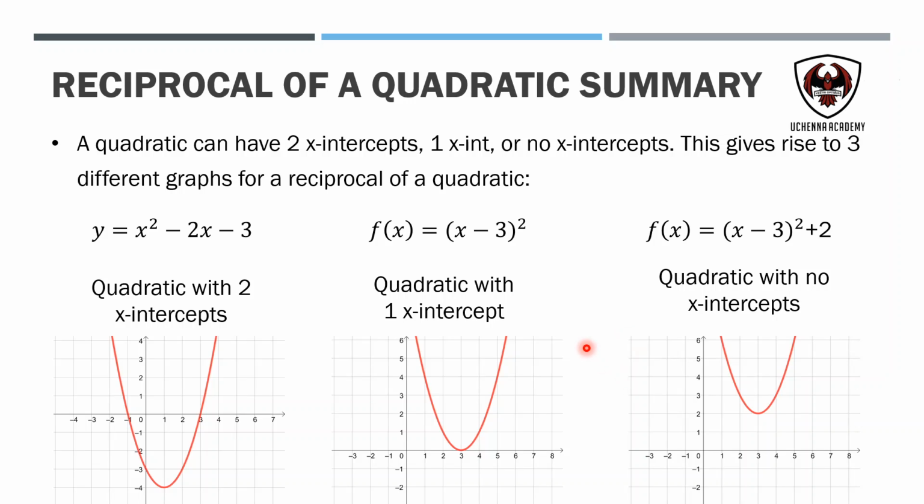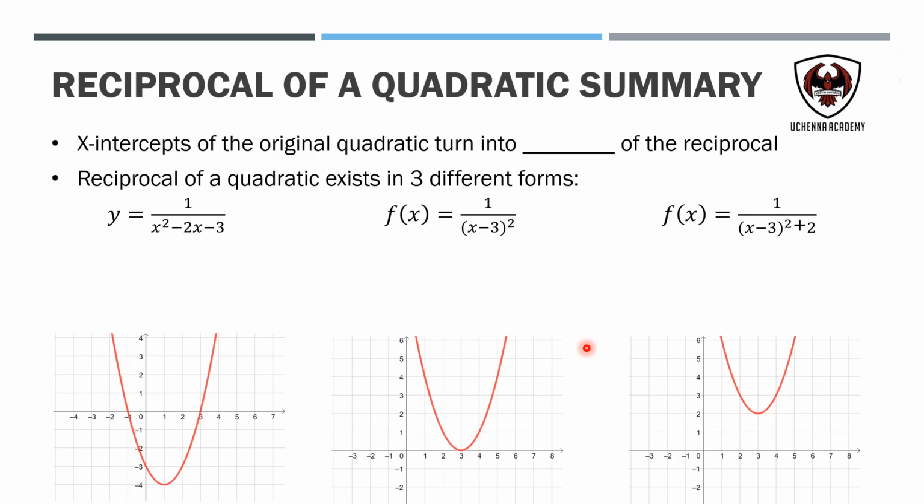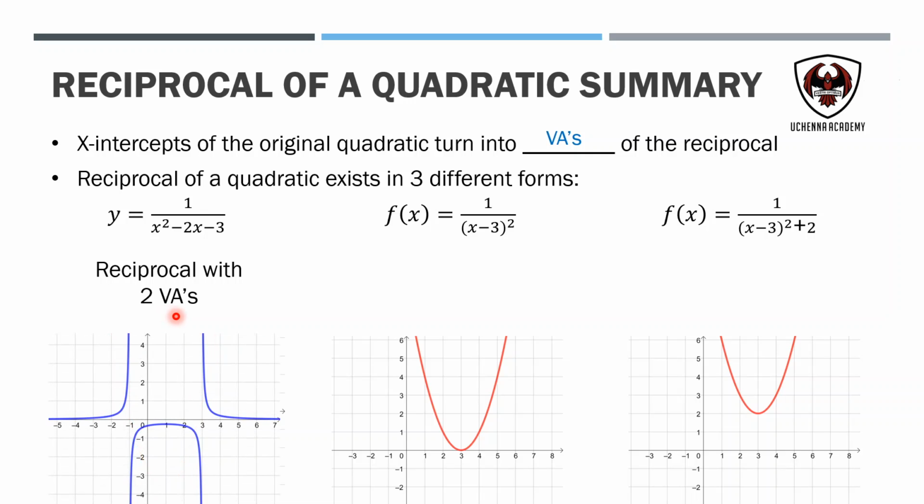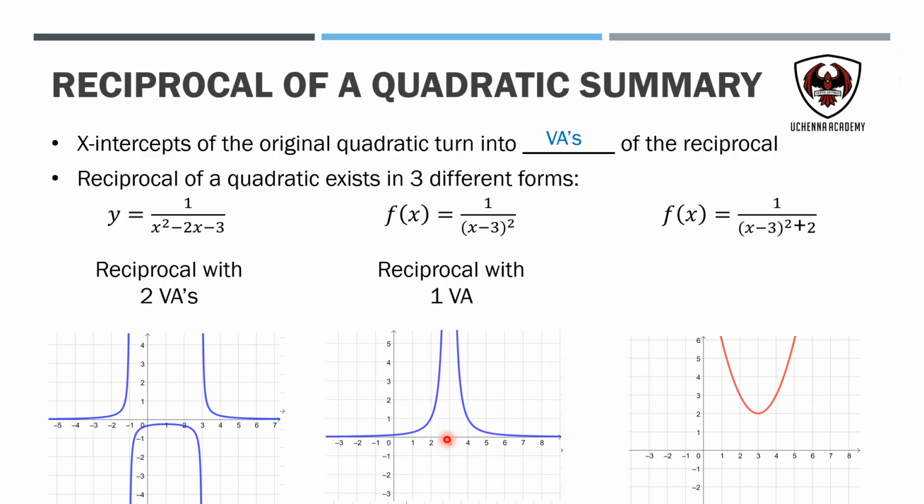When we translate that to a reciprocal function, the first case, the original quadratic with 2 x-intercepts, means that we'll have a reciprocal with 2 vertical asymptotes. And this is what they will look like. So that's case number 1, and that was the first video. The second one is a reciprocal with just 1 vertical asymptote corresponding to that 1 x-intercept. And it's going to look something like this.